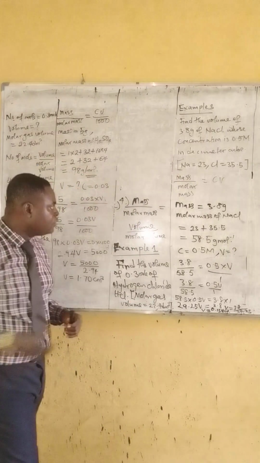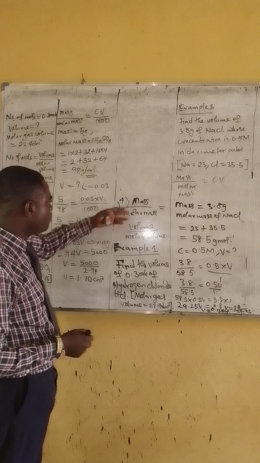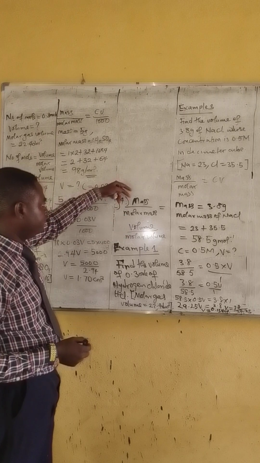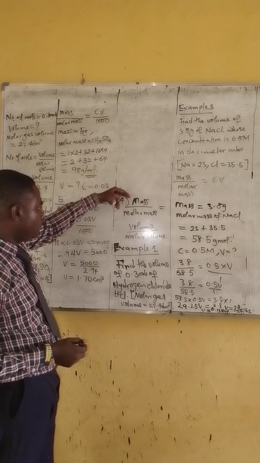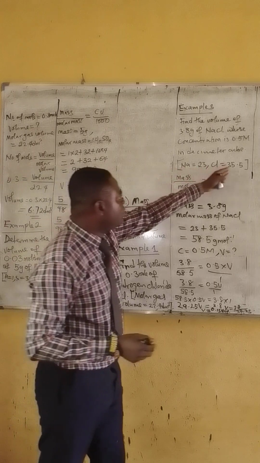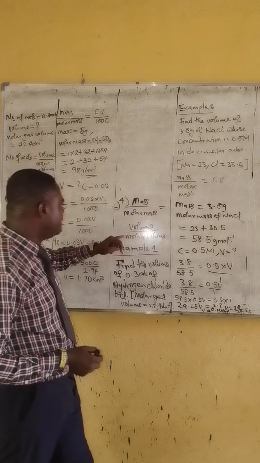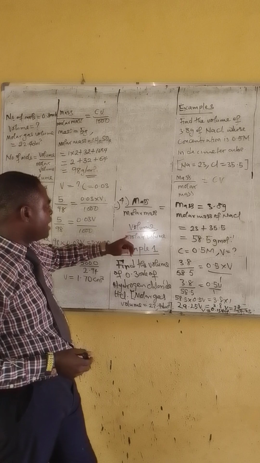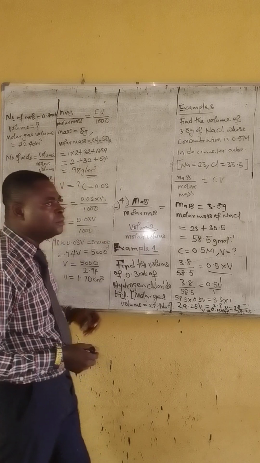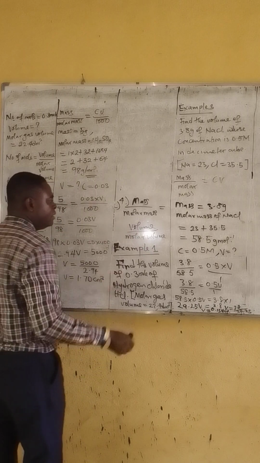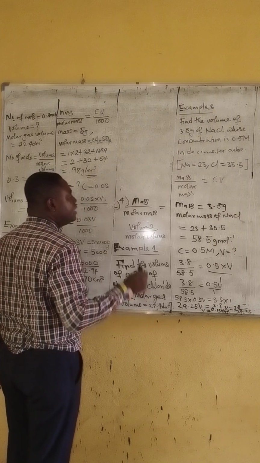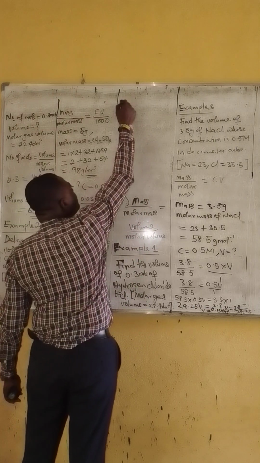Now, to be able to use this one, we must have a number that has gram to represent mass. You must have something like this to find molar mass. Then if you are asked to find volume, you must be given the molar gas volume in the question. Let's look at one example.